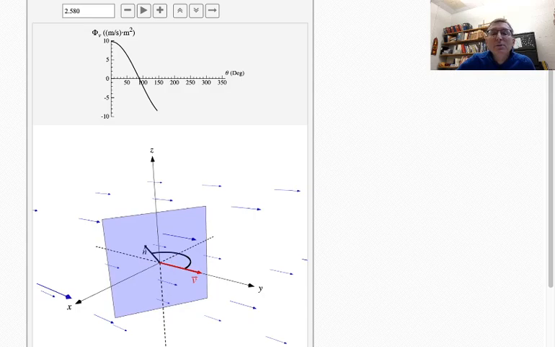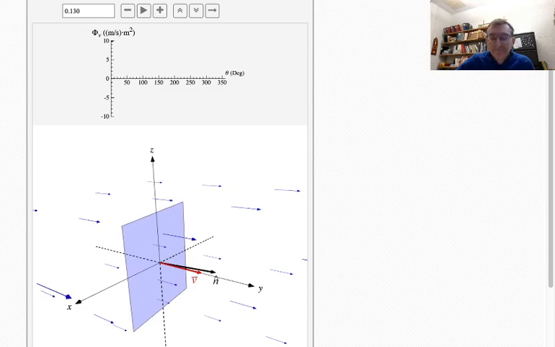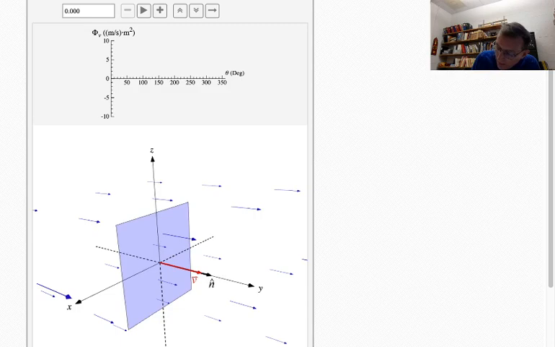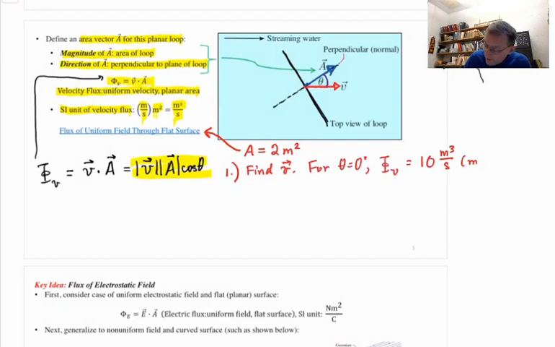I'm going to go towards the theta equals 0 limit because I want you to see what value the flux has there. Do you see what it's approaching as I go to theta equals 0? Okay. So what we see is that for theta equals 0, what you see right there, the velocity flux value, did you see, was 10 meters cubed per second, and that's a maximum. So let me now show you, back on my screen, what I'm just saying.